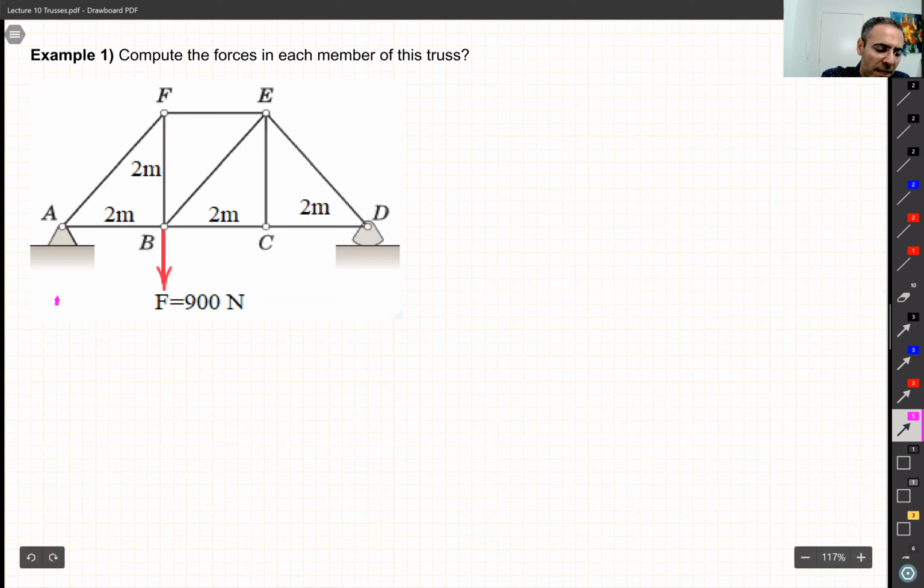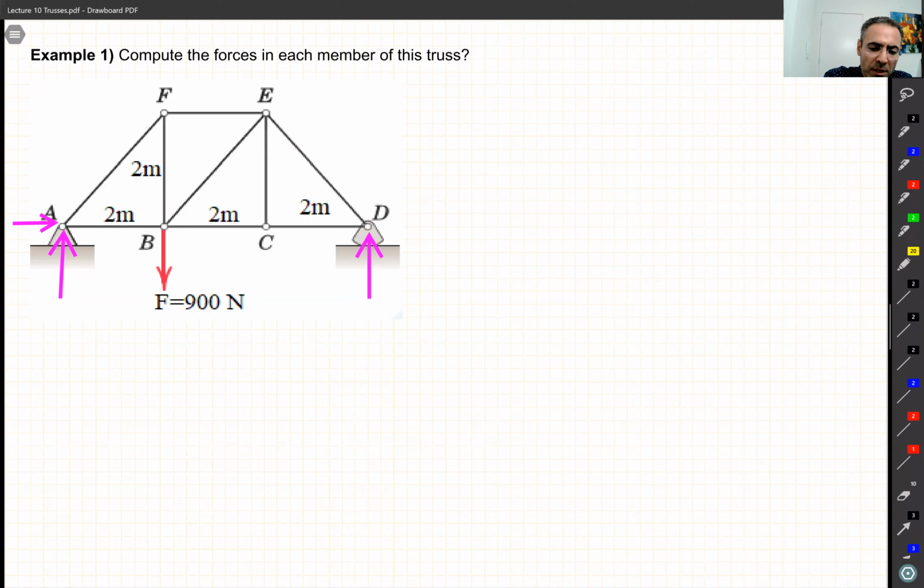So A is a pin connection. So if A is a pin connection, then it's gonna have AX and AY. And this guy D is a roller, just one connection. So we use the formula that we know. So we call this one AX, AY, and we call this one D. I don't write FD, just D, so you realize, right? So it's simple.